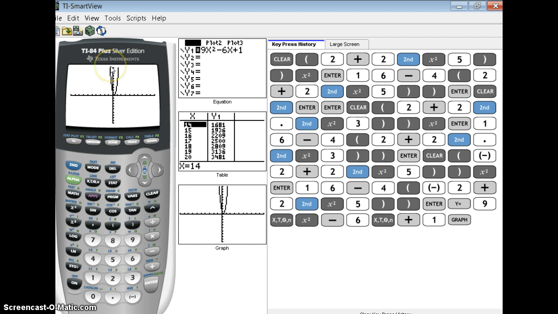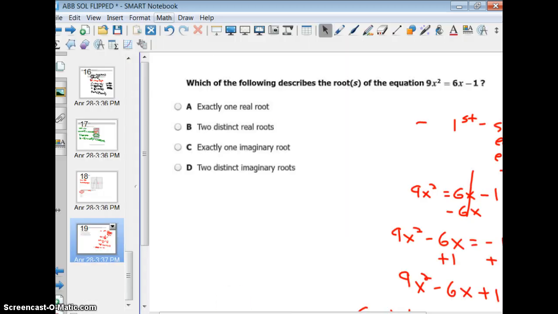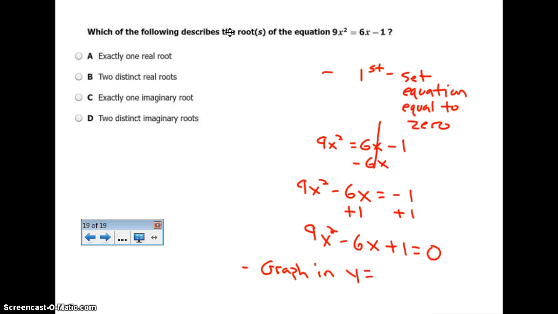Solutions to quadratics are the places where the parabola goes through the x-axis. Well, this comes down, hits it once, and then goes back up. So in this particular instance, we're going to have one real solution. And the answer that would match that best is exactly 1 root.